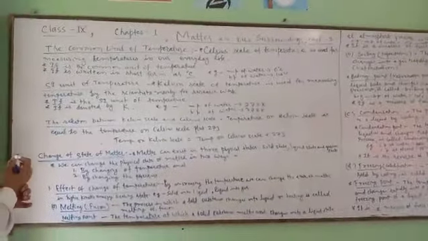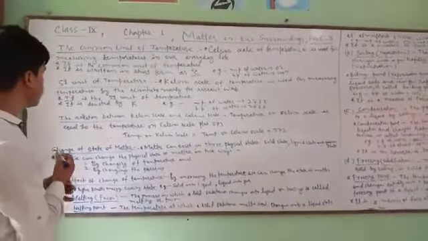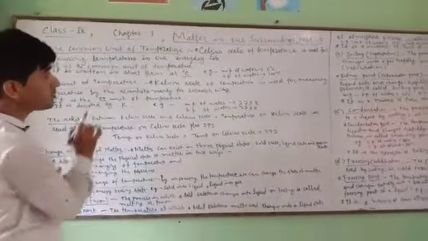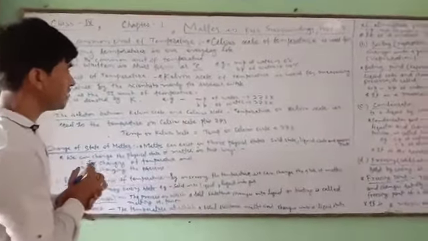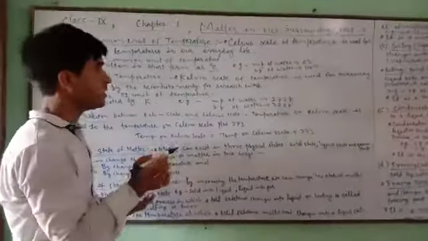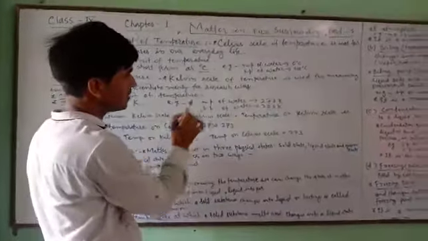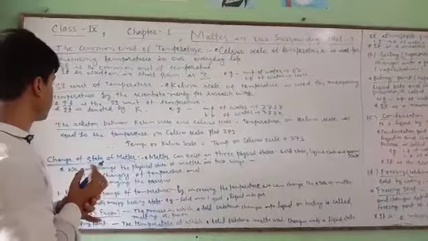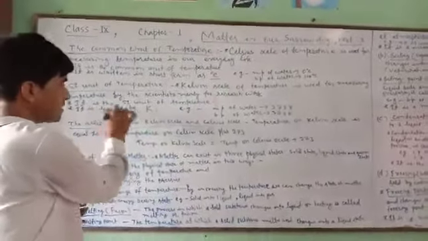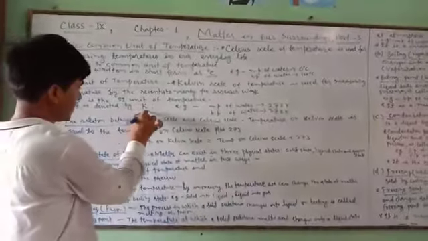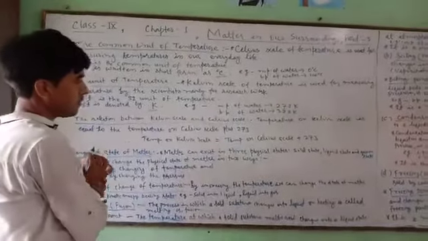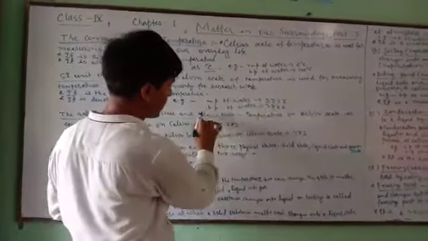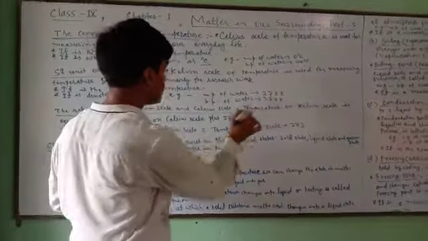Another unit also used in the scientific world is the SI unit, and the SI unit of temperature is measured in Kelvin. What is the Kelvin scale? The Kelvin scale is the scale that is used in research work. Its SI unit is capital K. For example, the melting point of water is 273 K and the boiling point of water is 373 K.